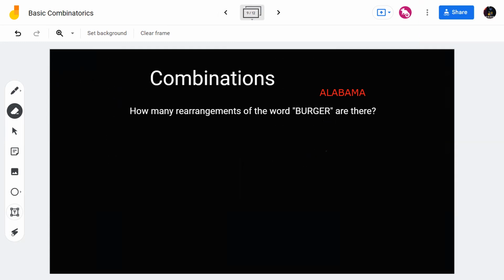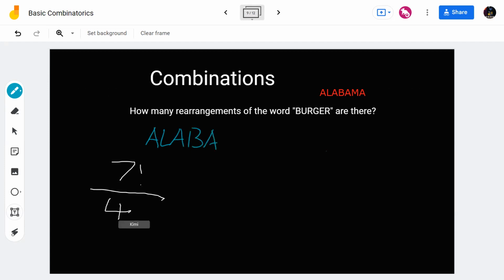So I get it now. This is starting to make sense. So how many letters is it? 3, 4, 5, 6, 7. So it's 7 factorial divided by 4.